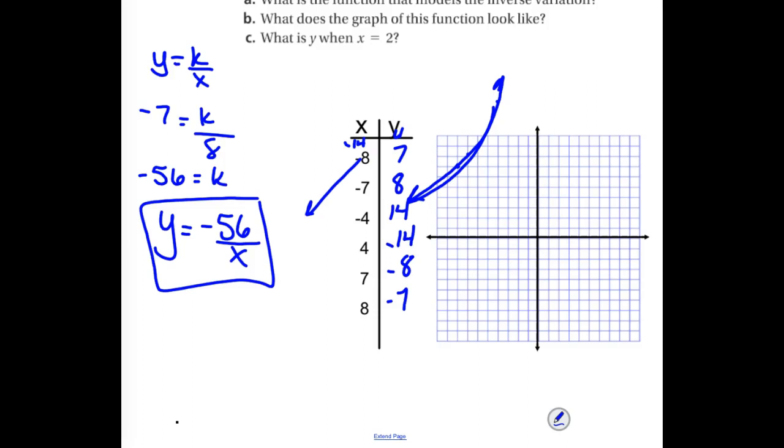Okay? And then you should have a similar branch over here. All right, so let's see, 4. We were at negative 14. 7, negative 8.